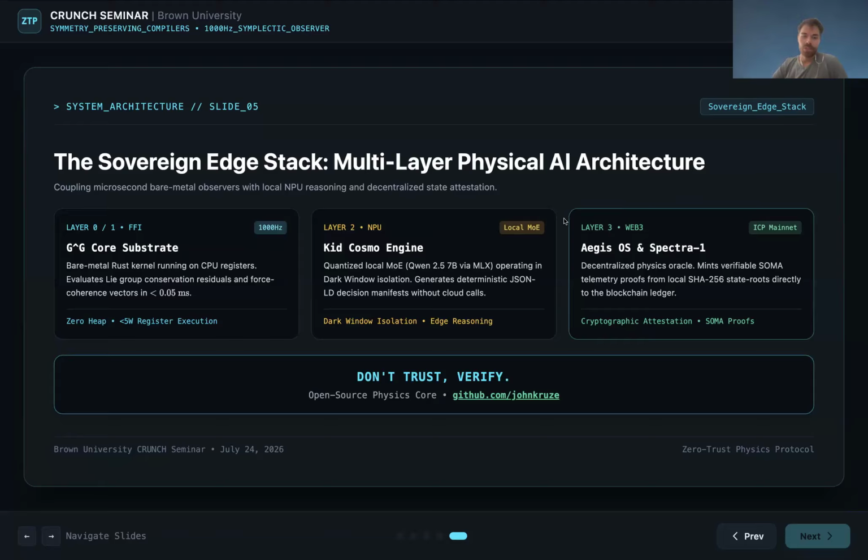having a decentralized memory, that's just what the last thing is, so you know why it's there. The core substrate acts independently, so layer 0, 1 do not need these to function. I put Kid Cosmo Engine, which is what runs locally on my computer.